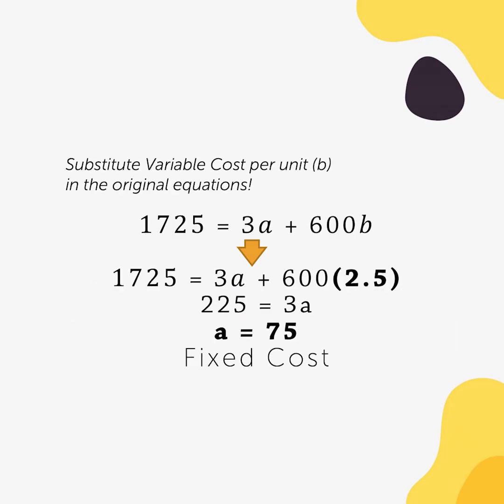Yun. So, after computing for b, we can simply substitute it in either of the equations, yung b na 2.5. So in this case, 1725 equals 3a plus 600b. Palitan lang yung b ng 2.5, makakompute mo yung a at 75. And kahit yung gamitin natin na equation is yung other equation, yung mas matataas yung value, pares lang yun nalalabas. So yun na lang mas maliliit na value. And that serves as your fixed cost at 75.